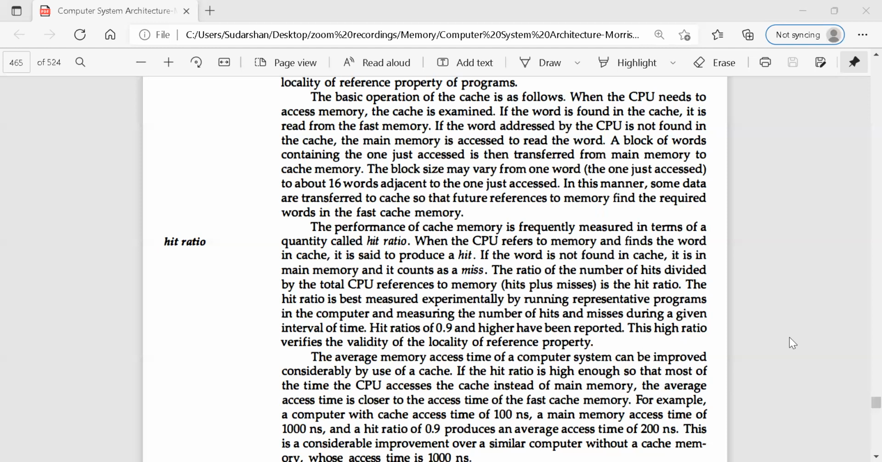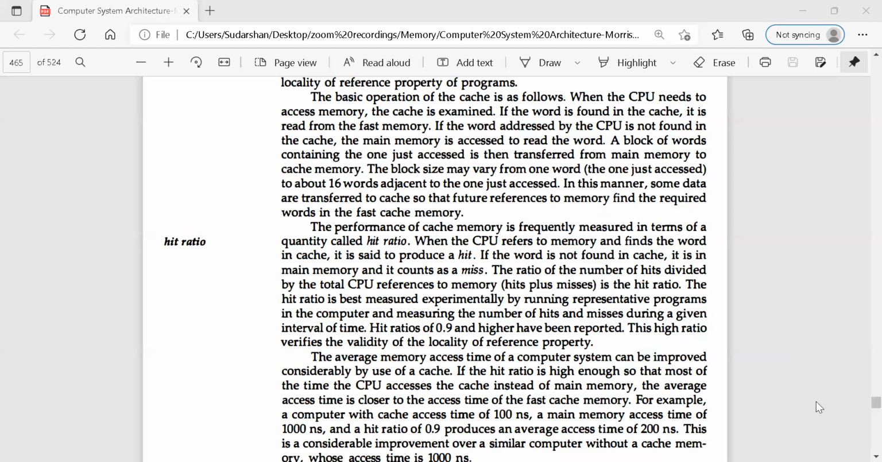What is the hit ratio? The numerator is the total number of hits, and the denominator is the total number of hits plus misses. For example, when I say the hit ratio is 90%, that means 90% of the time the CPU's requirement is satisfied by the cache memory, and 10% of the time its request is not satisfied by the cache memory. During those 10% of the times, the CPU has to get the data from, let me say, which memory? Primary memory.